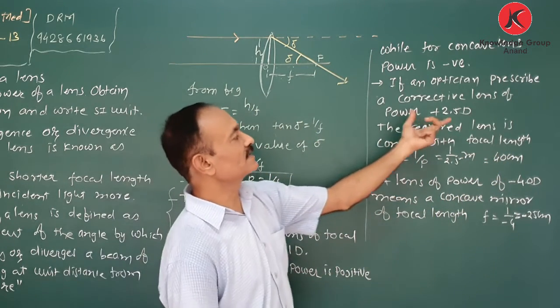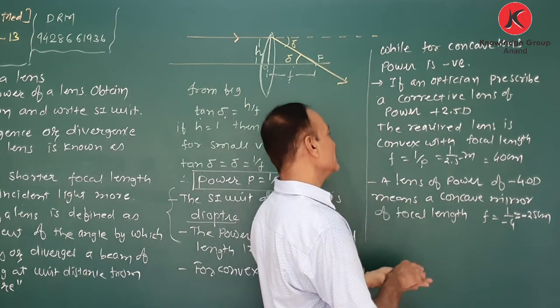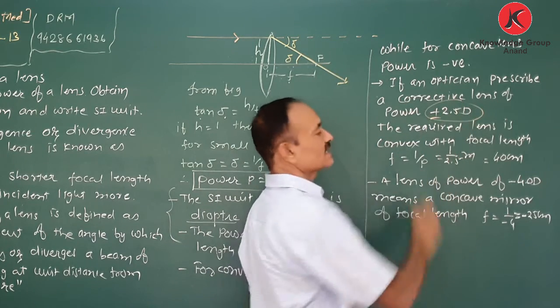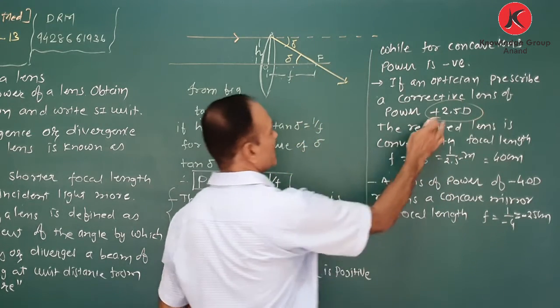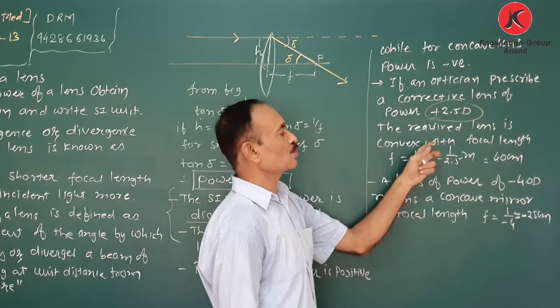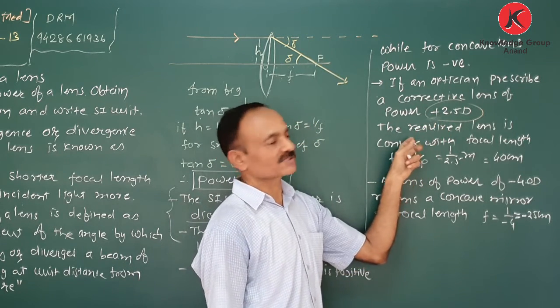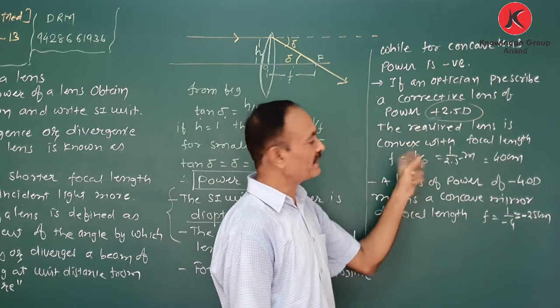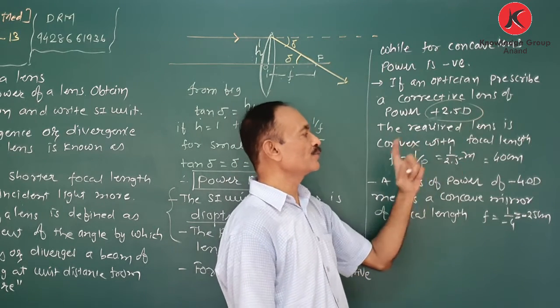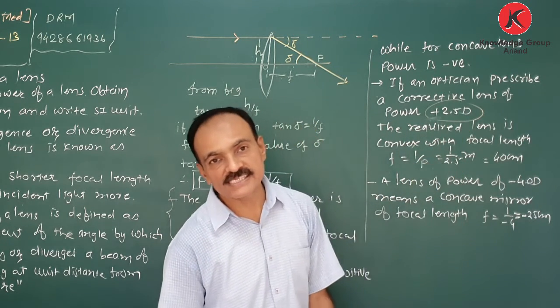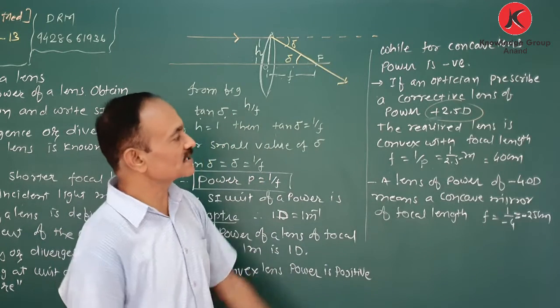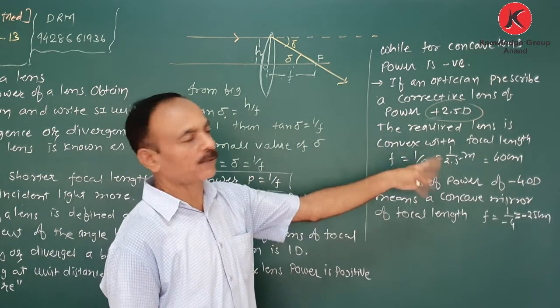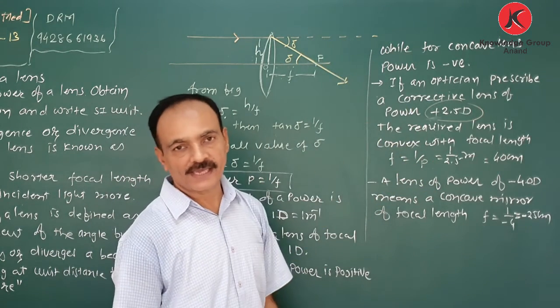So what is the meaning of this plus 2.5 D? Plus means for this correction we require a convex lens, because the power is positive. And focal length f is equal to 1 upon P, which is 1 upon 2.5. That means a focal length of 40 centimeters of this convex lens is required for the correction of our eye.